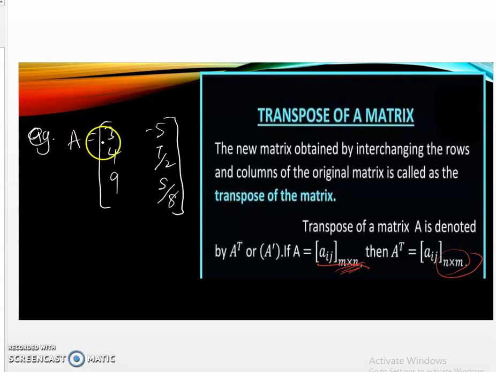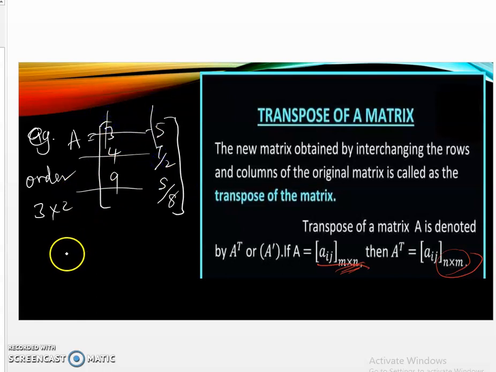So let us transpose this matrix. First of all, let us write the order. The order of this matrix is 3 by 2, because we've got 1, 2, 3 rows, then 1, 2 columns. That is how we count the order of a matrix. It means that this has M by N, so the result of this will be N by M. So let's see how to do that.